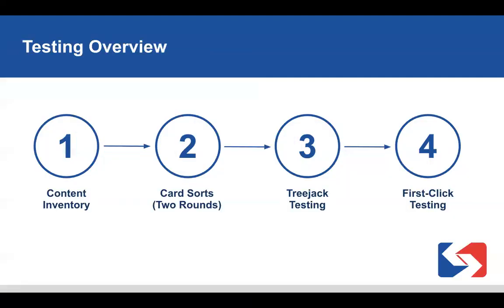So next, to talk a bit about the testing process. There were four main aspects to the testing process. The first was a content inventory, taking stock of all of the different types of content that is currently on the SEPTA website. The second is two rounds of card sorts, the first being open and the second being closed. The third being tree jack testing, and the fourth being first click testing. I will explain how I used those in the coming slides.